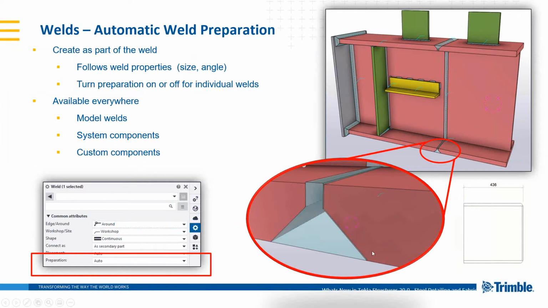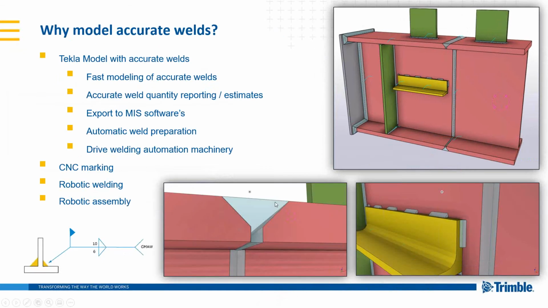I'll do this live. So when you put the weld in there, it automatically cuts the part to suit the weld. Now we're going through all these in detail as well. You can see here why we actually model these, as I explained before, linking to CNC, not just for robotic welding, but also the marking of the piece on the steel itself, robotic assembly machines, and basic coping, even down to your basic drawing preparation details and things like that.